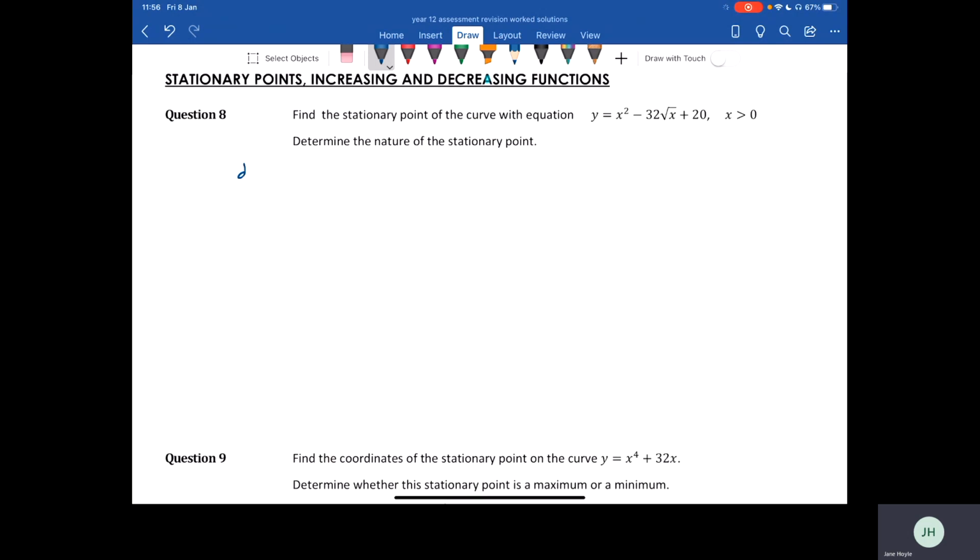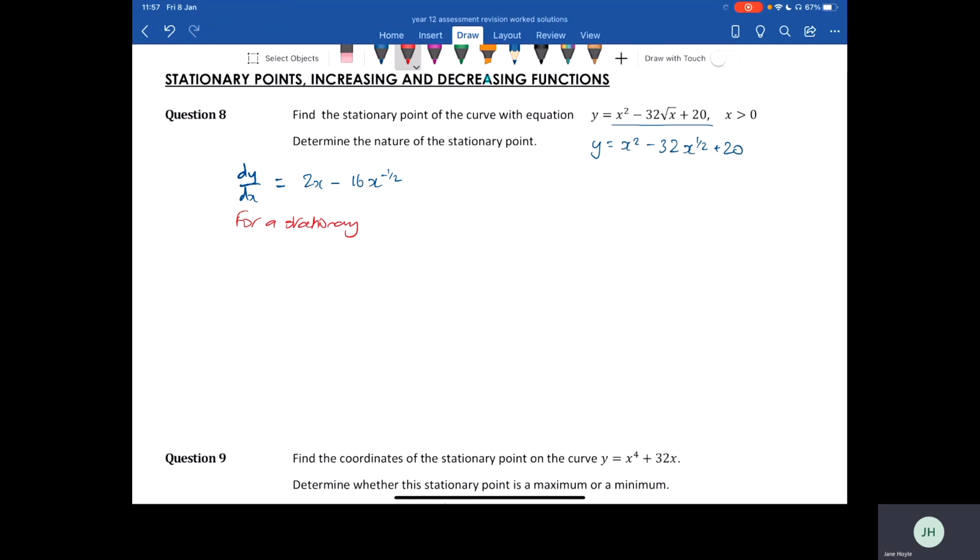Either way, we always start by finding our dy/dx. So this curve here, x squared minus 32 root x plus 20. The first thing to do, I suppose, would be to rewrite that root x as an x to the power of a half. Then I've got the 20 at the end. If I differentiate, I've got 2x minus 32 times a half is 16. I need to subtract 1 from the power to get negative a half, and then when I differentiate 20, that's 0.